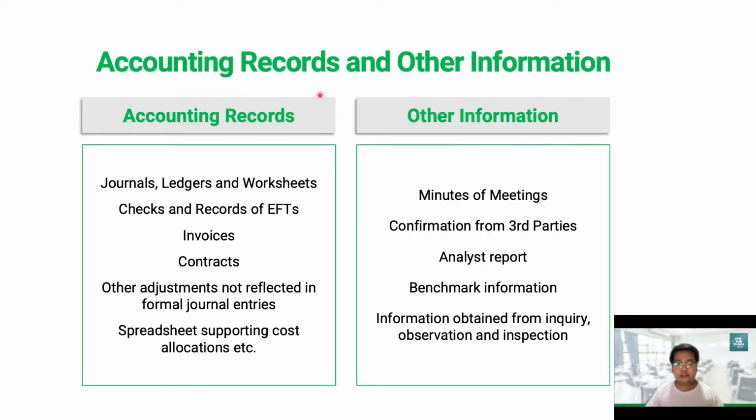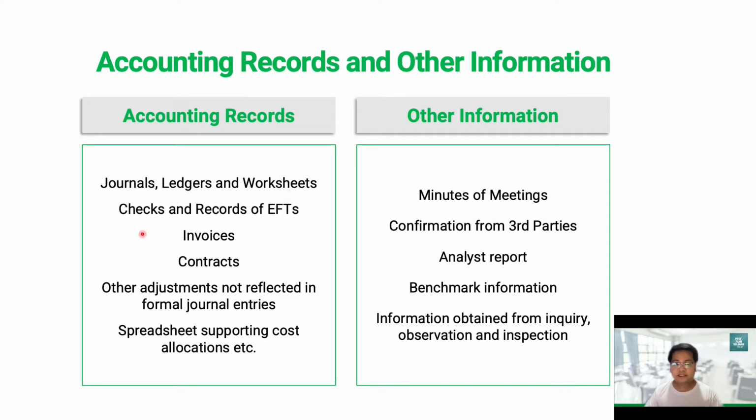So that is why, according to PSA 500, there are two major sources, or two types, of audit evidence. We have the accounting records and other information. Usually the accounting records are the official records of our client, consisting of the books of accounts and the source documents, like for example the journals, the ledgers, and the worksheets of our client.